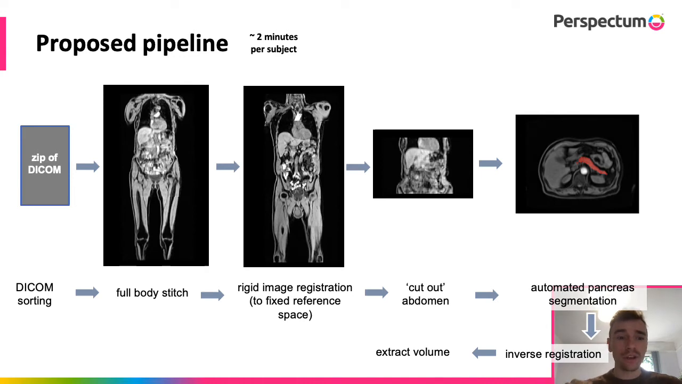As you can imagine, regions around the thigh are not going to contribute good representations if we're just interested in the pancreas. So we then crop out the region, perform automated pancreas segmentation on that cropped 3D region, and then apply the inverse transformation to get back to the original space and extract a pancreas volume from that.